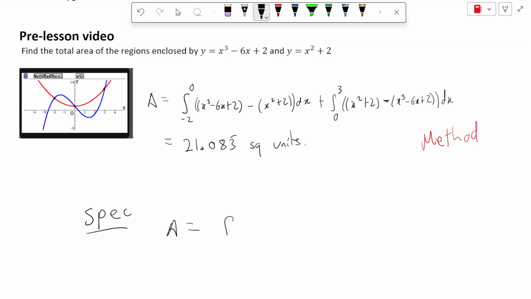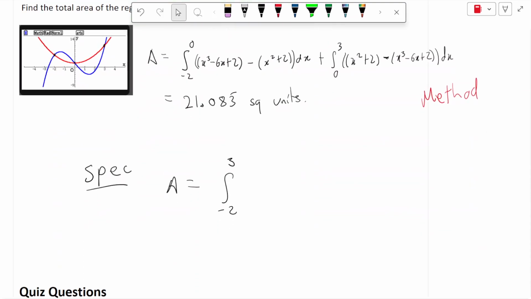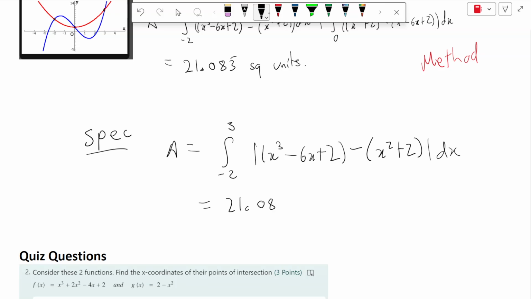The area is just the integral across the whole range, -2 to 3, of the absolute value of, and it actually literally doesn't matter which one you put first. So x cubed take 6x plus 2, take x squared plus 2. Does not matter whether you put the top one or the bottom one, because they flip over. And I'm going to assume that's 21.083, but we'll have a look and see if we can calculate it out.